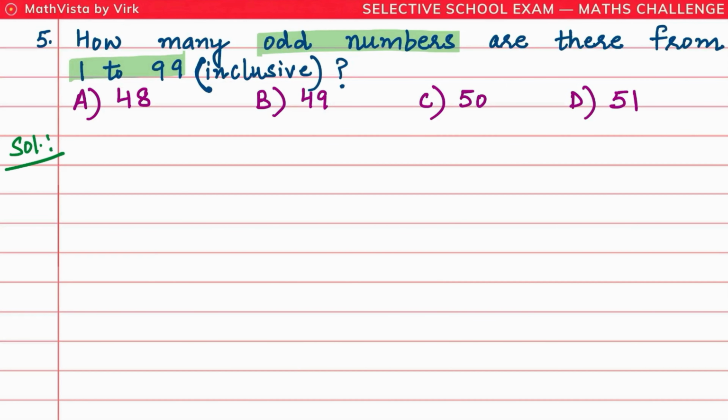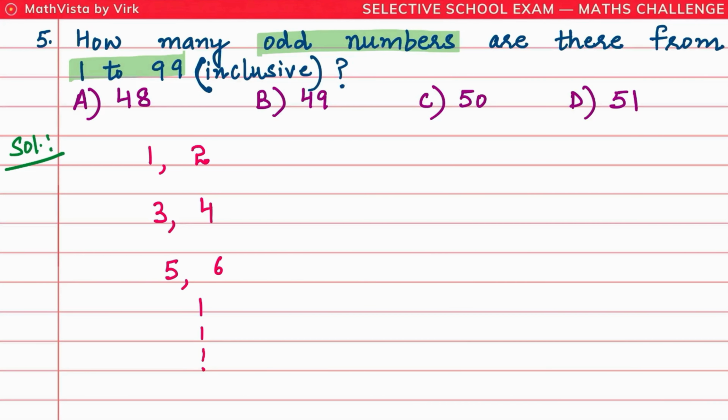Let's do question number 5: how many odd numbers are there from 1 to 99 inclusive? Means we are including 1 and 99 both, and the options are 48, 49, 50 and 51. If we start counting, the question becomes too lengthy. So here we are doing it without counting every odd number. We are just observing the numbers from 1 to 99, like 1, 2, 3, 4, 5, 6 and so on.